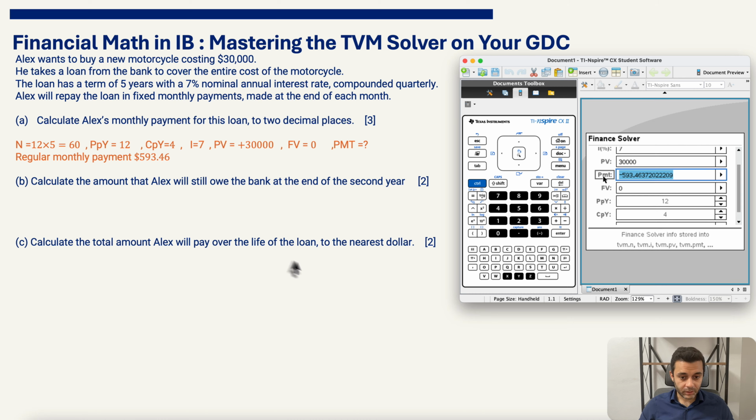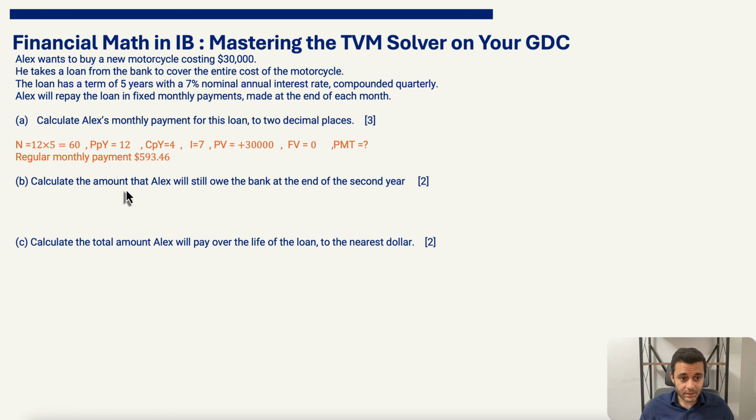Now for question B, we need to calculate the amount that he will still owe the bank at the end of the second year. Now as you see here, the loan will be paid completely after 5 years. So after 2 years, the loan will not be paid fully, it will be paid partially. There will still be something to be paid after the 2 years. But now let's calculate what the loan will be after 2 years here. So after 2 years, he would pay a part of that loan.